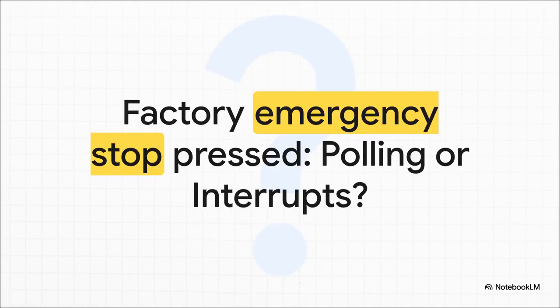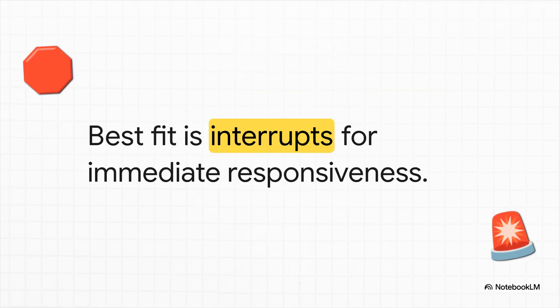Let's raise the stakes for this last one. You're designing a system for a heavy machinery factory. There is an emergency stop button that, if pressed, must halt everything immediately to prevent a total disaster. Polling or interrupts? This absolutely 100% must be an interrupt.